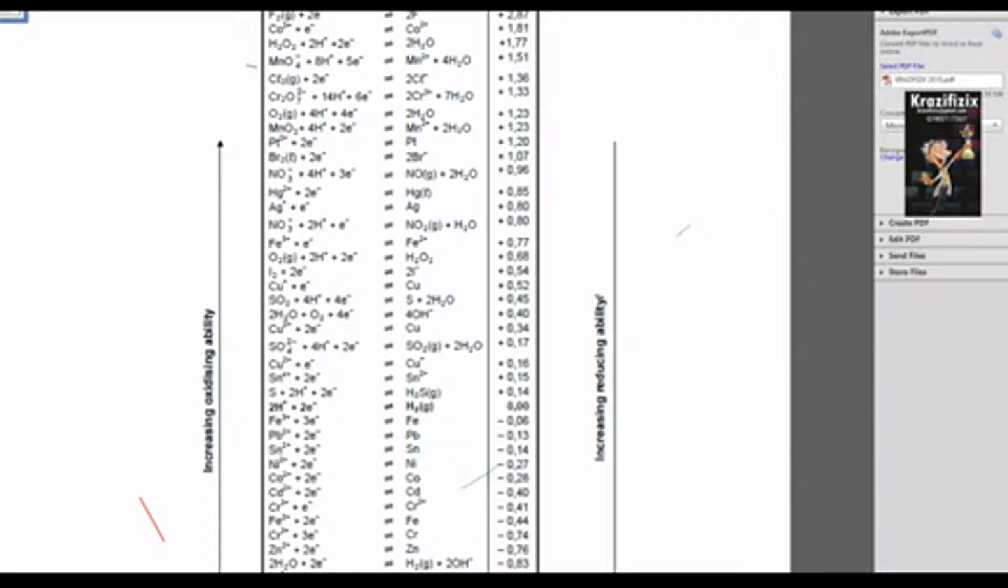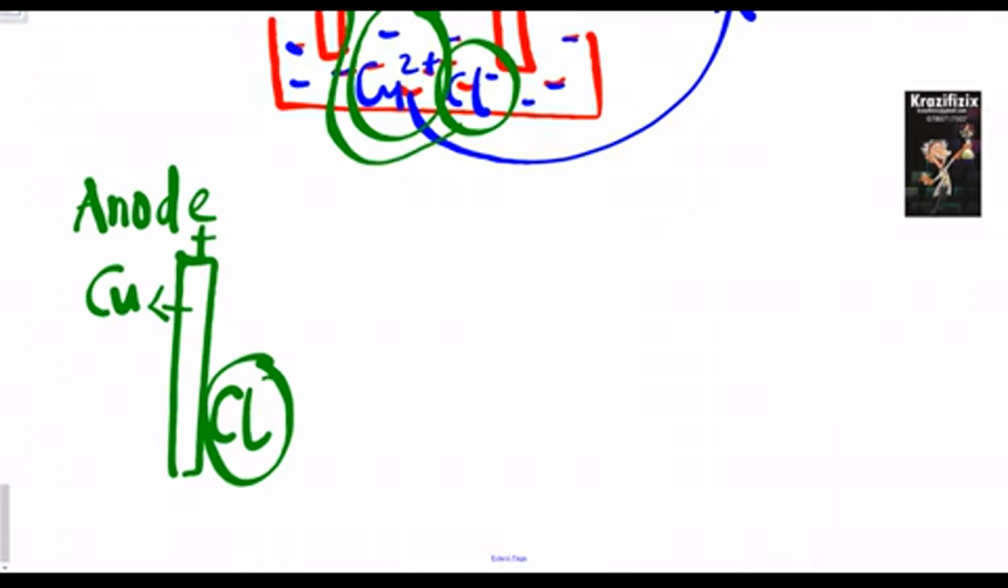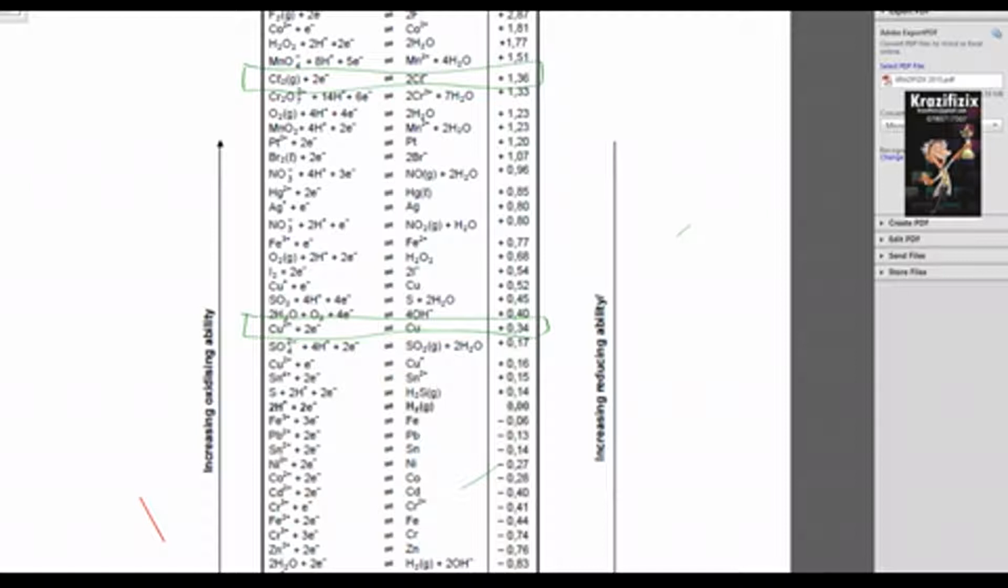Now, if we find chlorine here, it is positive 1.36, while our copper, remember we've got two of them right now at the same position, is 0.34 and 1.36. Let's go back there. We have 0.34. This one is 0.34 positive, all right? And this is positive 1.36. Let's make sure we have the right value, positive 1.36.